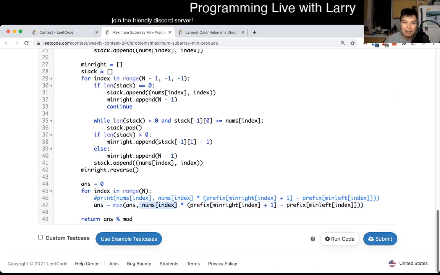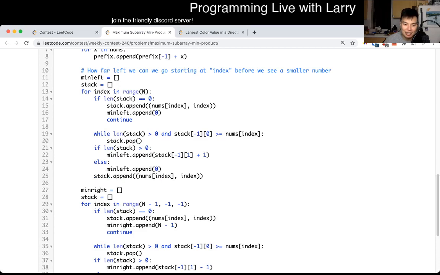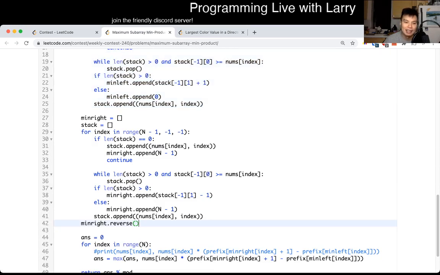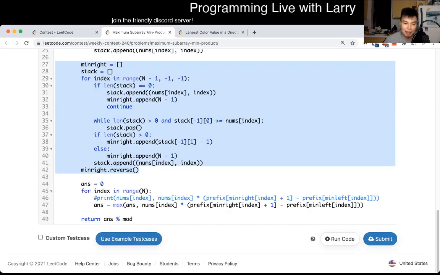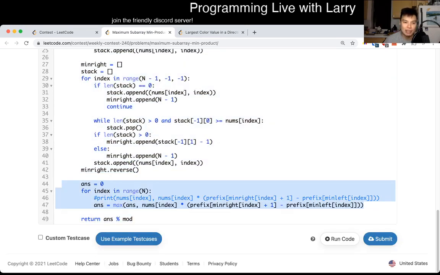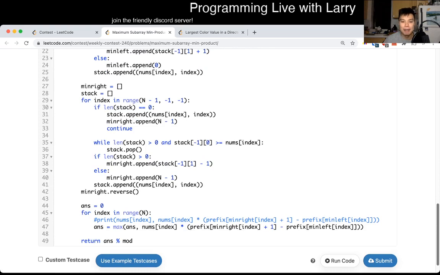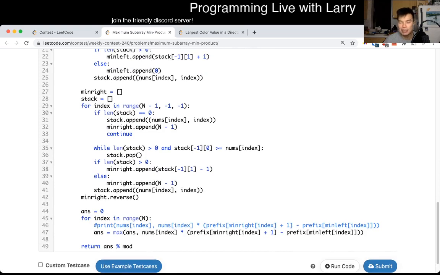Do your math. But for the stack solution, this is O of n space, O of n time. This part is O of n space, O of n time again. And here is just O of n time. So everything is O of n space and O of n time. So it's going to be linear time, linear space for this problem. That's all I have for this problem.